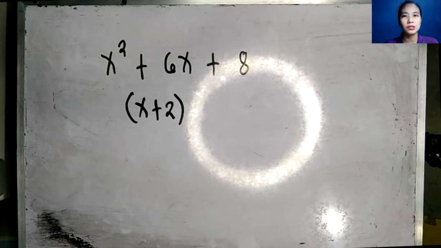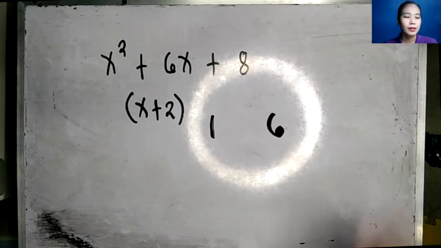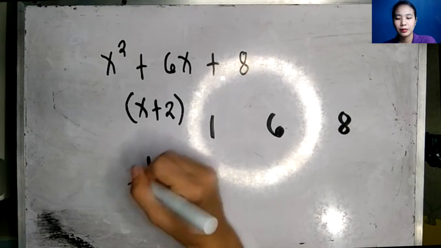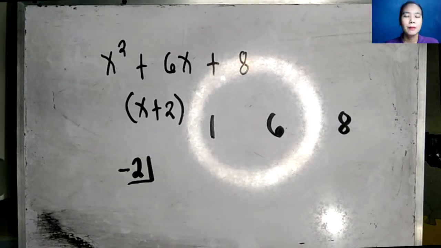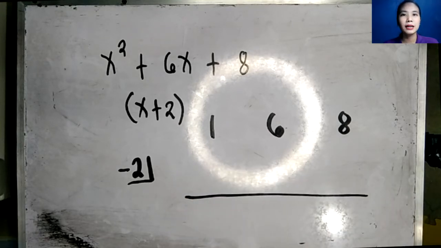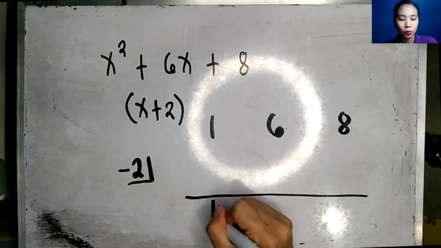ang numerical coefficients ng ating x squared plus 6x plus 8. So, meron tayong 1, 6, 8, at para sa ating x plus 2, ang ating constant divisor ay magiging negative 2. Paano ulit yun nakuha? I-equate natin ang ating x plus 2 sa 0, at makukuha natin ang value ng x, which is negative 2. Ang sunod na step natin ay i-bring down natin ang ating unang number, which is 1.